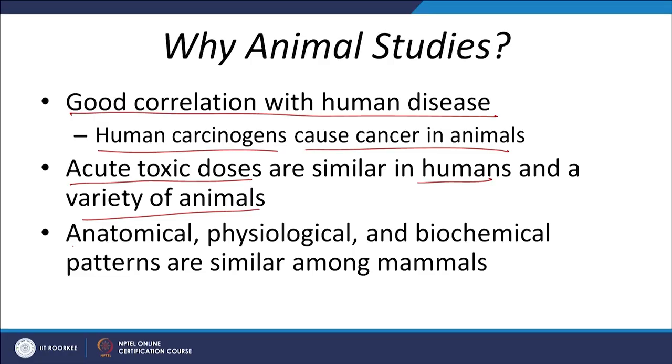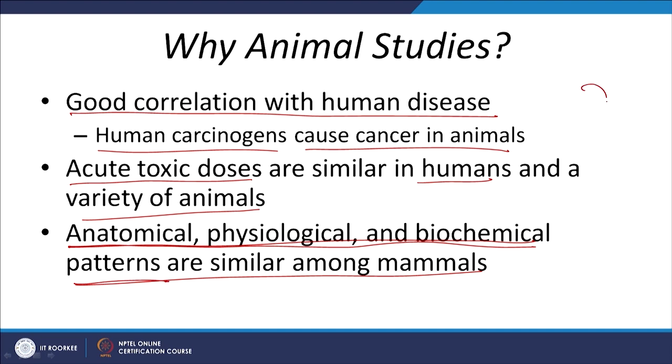Obviously, there are uncertainties involved, but you need to look at the next best thing. In that context, we have been going forth with that. The next aspect is that anatomical, physiological and biochemical patterns are similar among mammals. That is a major aspect. Primarily, the physiological and biochemical patterns are similar.